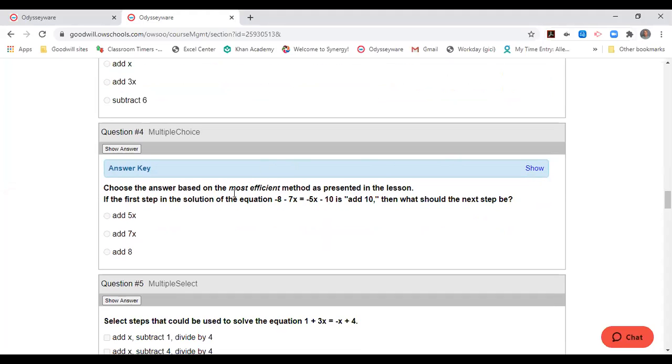So if they're asking you, like this question number 4, what's the most efficient method? If the first step in the solution of this equation is to add 10, what should the next step be? Okay, well, think about that. If they're adding 10, that means they're eliminating the 10 from the right-hand side.